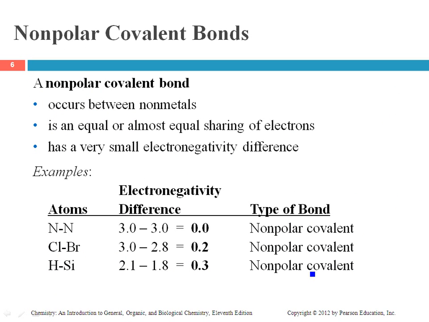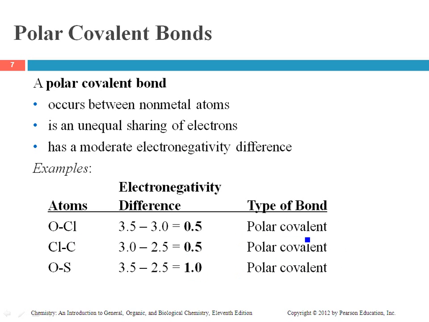Okay, so here are some examples of nonpolar covalent bonds. We have two of the exact same atom, so that's automatically nonpolar because there's no difference. And we have a couple of other examples where we only have a small difference in electronegativity, so we call these nonpolar. We only have a 0.2 or a 0.3.